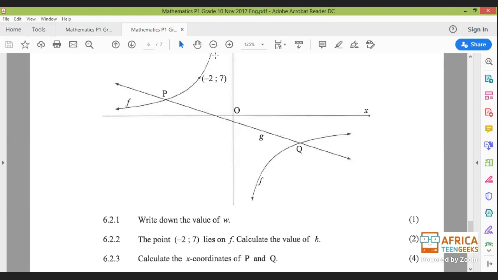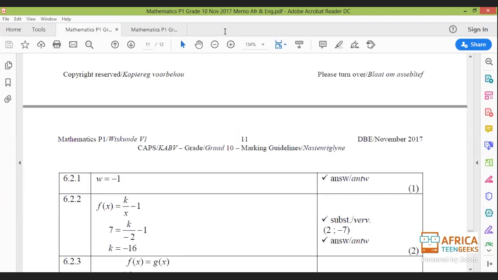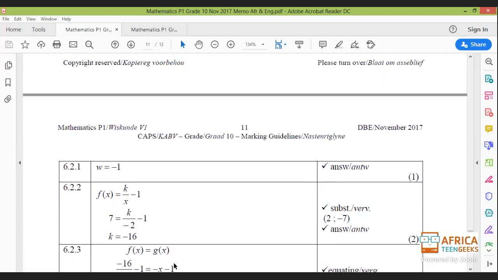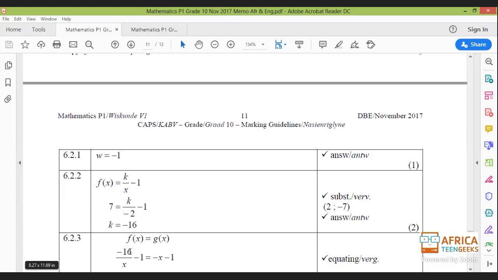So basically, how you're going to do that, your first step is to say f of x is equal to g of x. We know f of x is given by -16 over x minus 1. The hyperbola graph is equal to a straight line graph, which was given to us as -x minus 1.